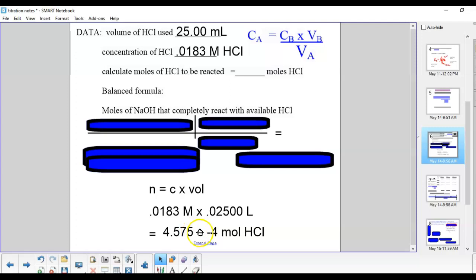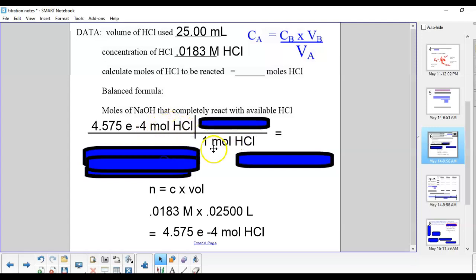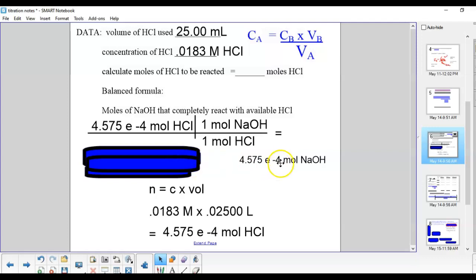Now, on a calculator, you're going to use your exponential expression or your EXP button, but when typing, you might see this E. That means times 10 to the power, in this case -4. So let's take a look at that. We have our calculated moles of hydrochloric acid. There's 1 mole of HCl for every 1 mole of NaOH, and that's going to give us the same value in moles of NaOH. We cancel it.